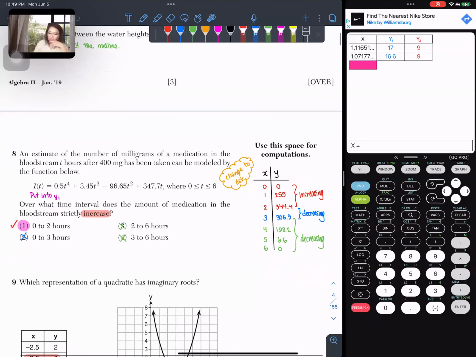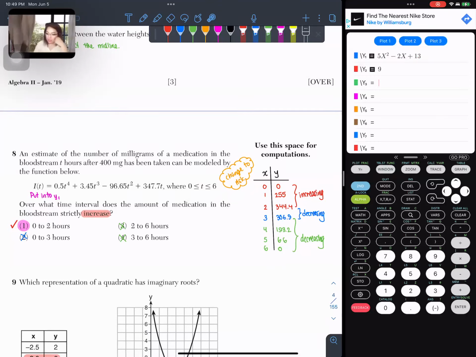The second one, you just had to know to change it to ask. What's really cool is that I think this is just putting it into the calculator, which I know some of you said was tedious. And I was like, yeah, I know it's tedious, but if you practice, you can do this pretty fast. In the equation, minus 96.65x squared plus 347.7x.